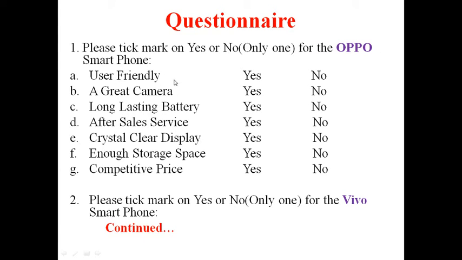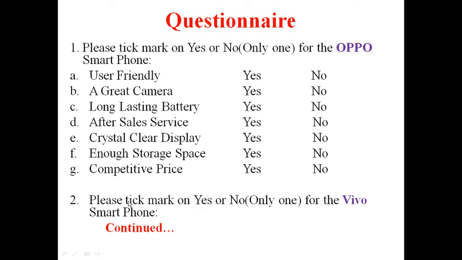If that customer feels it is user friendly, then he ticks yes. The second question we are asking is, is a great camera there in the Oppo phone? If he feels yes, then he ticks it. Is a long lasting battery there in the Oppo phone? If he feels yes, he will tick yes, otherwise he will tick no, and so on. So we have written all the 7 attributes.